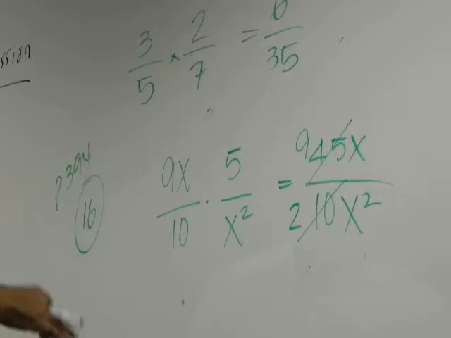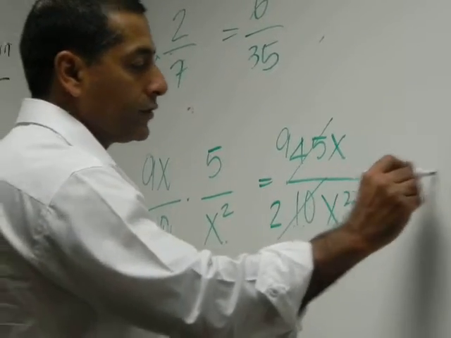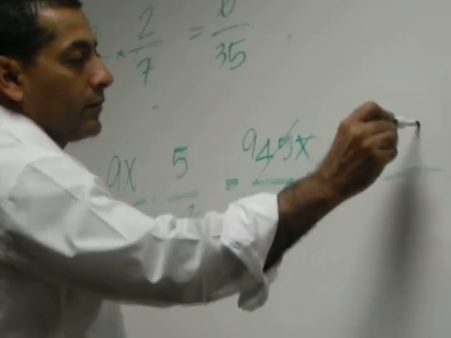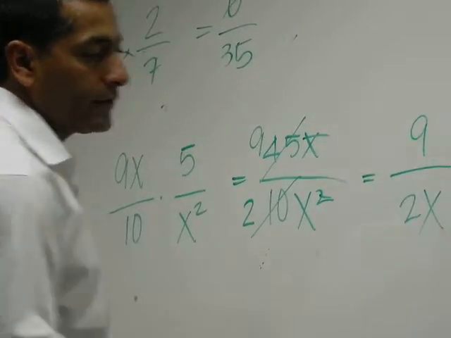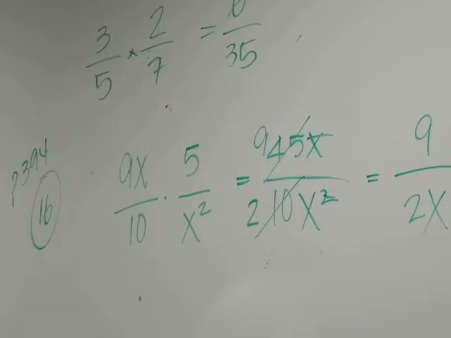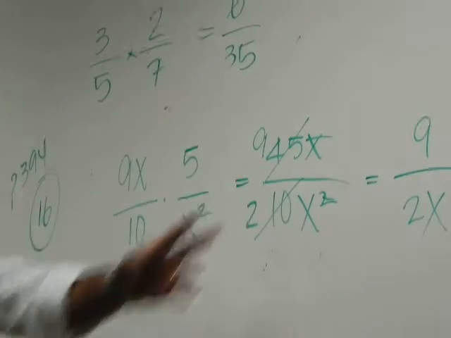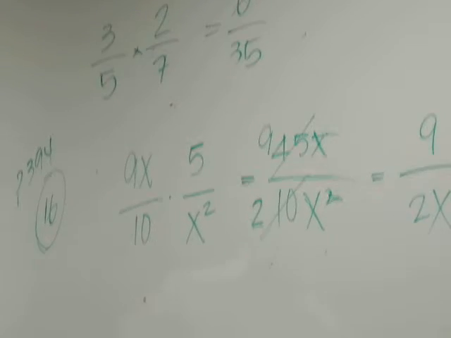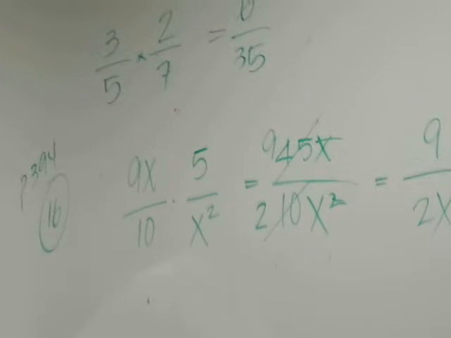At the top or at the bottom? Bottom, very good. So what's the answer going to look like? 9 over 2x, very good. So we multiply and we reduce it, right? Kind of the same thing just like we were doing with fractions, right?